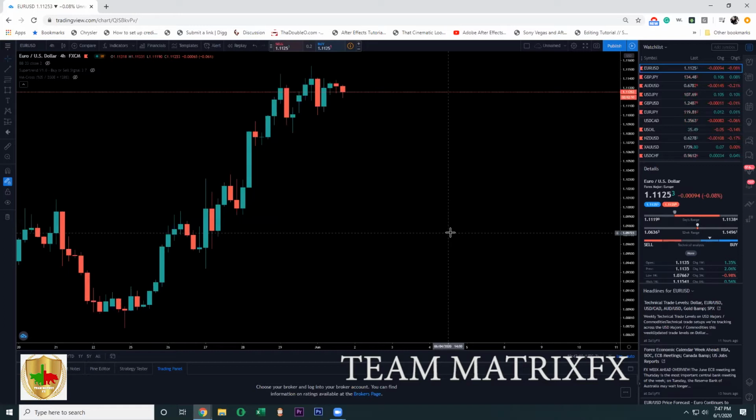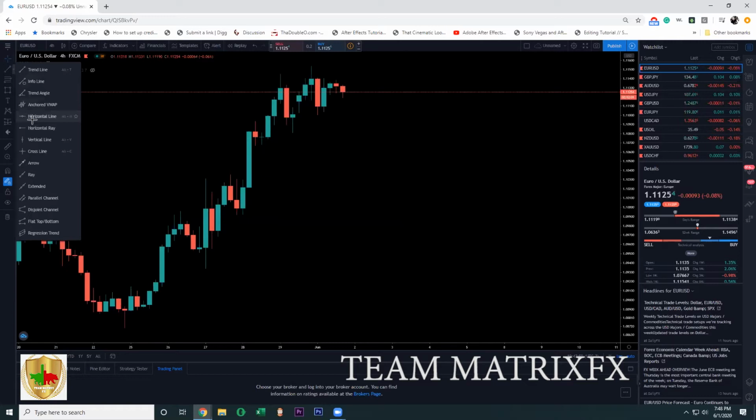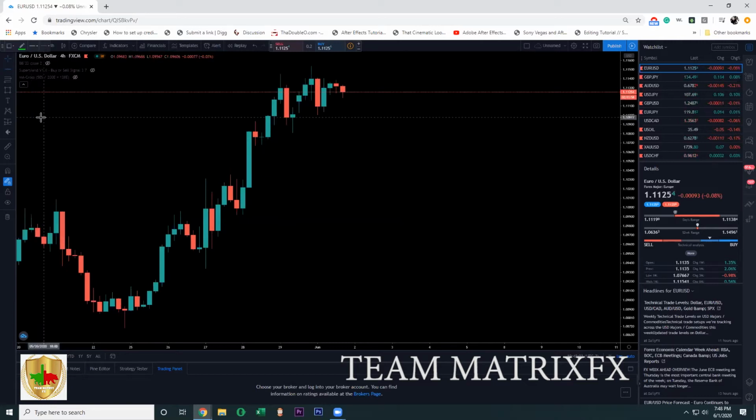Co-founder of Team MatrixFX, and today I'm going to show you how to draw support and resistance on your charts. So basically, your support and your resistance act as the two main levels where you're trying to isolate price for the day. Support can be looked at as the lowest area, or the floor, because it's supporting, and the resistance will be the highest structure, and that will act as your ceiling.